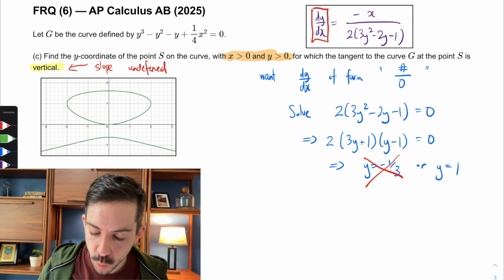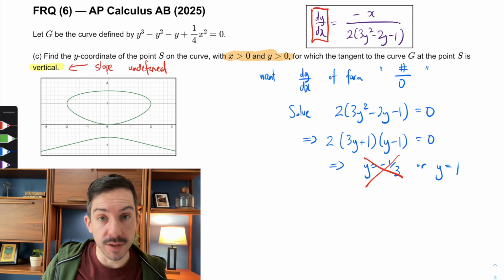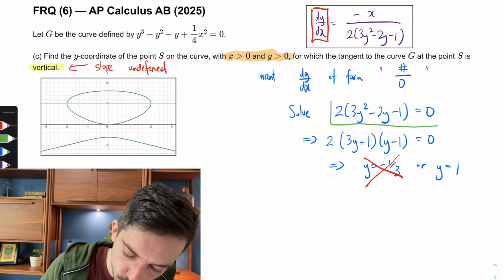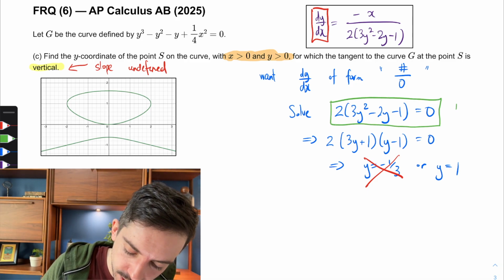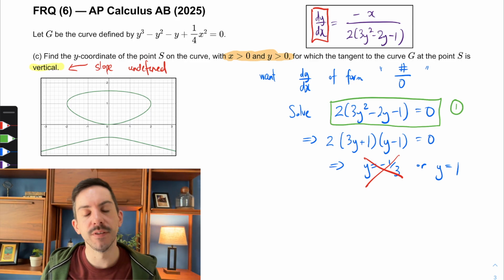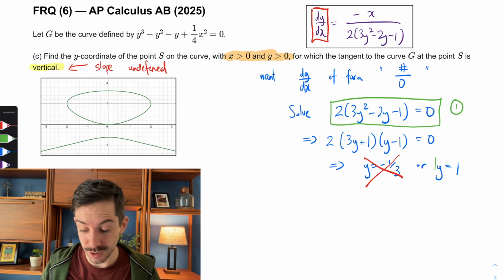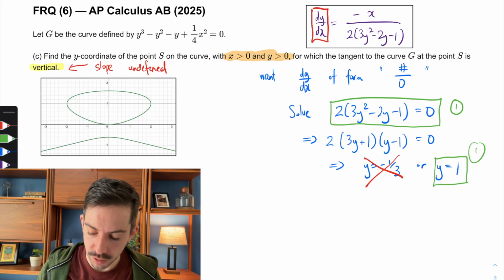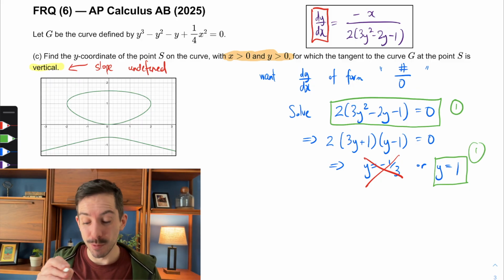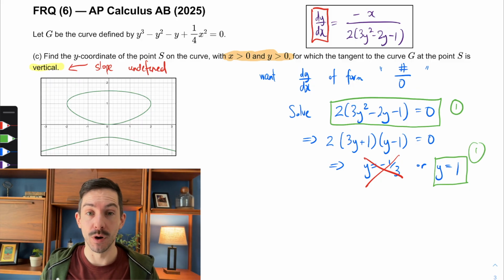Now we need to see how the points are divvied up. Good practice. We get 1 point for knowing that we have to set the denominator equal to 0, and we get 1 point for our final answer, as long as we remember to throw away that negative 1/3 solution.